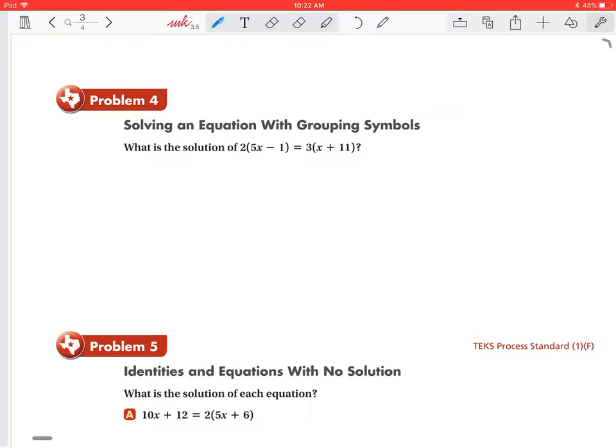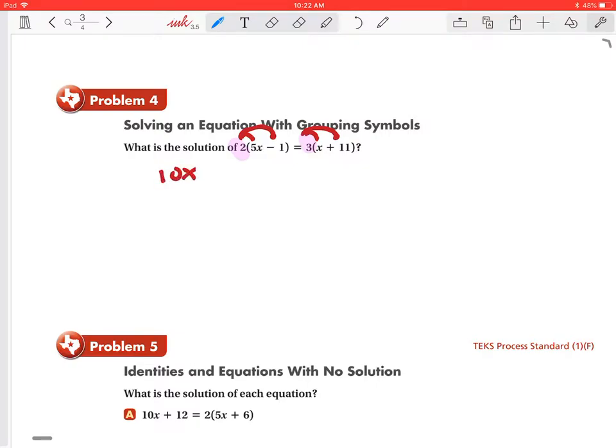So, the two and the three here, there's no common factor between those two. So I need to get rid of those by distributing. I can't just get rid of them by dividing or using the multiplication method. So I'm going to distribute, and these both need to be distributed to both terms inside the parentheses.